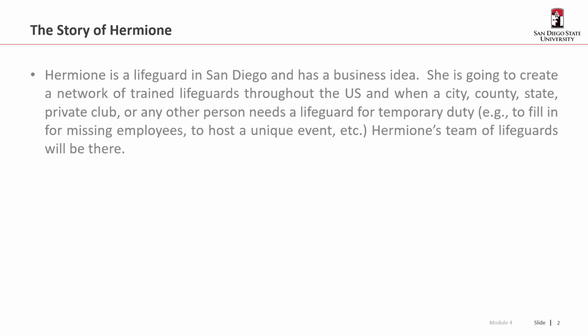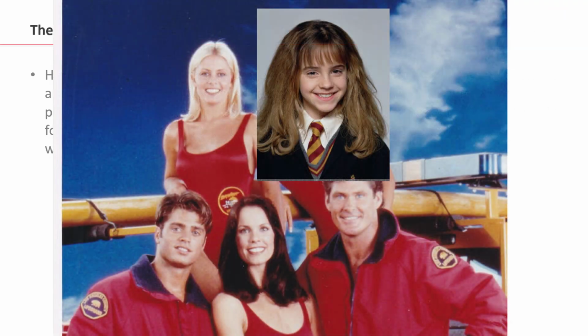All right. So we're going to start this particular module with a story. Hermione is a lifeguard in San Diego. She has a business idea. She's going to create a network of trained lifeguards throughout the U.S. And when some city, state, private club, even a person in their backyard pool needs a lifeguard for some form of temporary duty, for example, to fill in for a missing employee, or if they're hosting a unique event and they want a lifeguard in place, Hermione's team of lifeguards will be there.